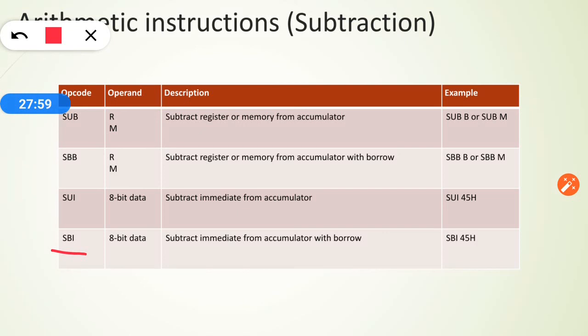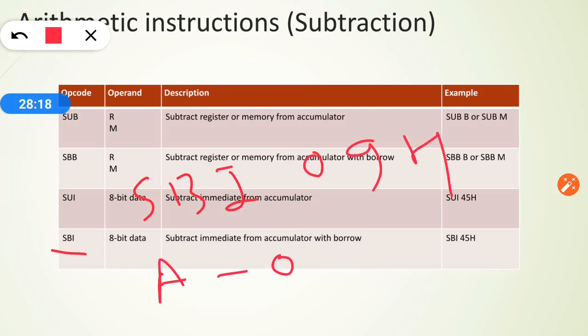So here SBI means subtract accumulator's data from your immediate input along with borrow, right? So SBI, I am writing suppose 09H. So it means A minus 09 minus CY. Here CY acts as borrow.